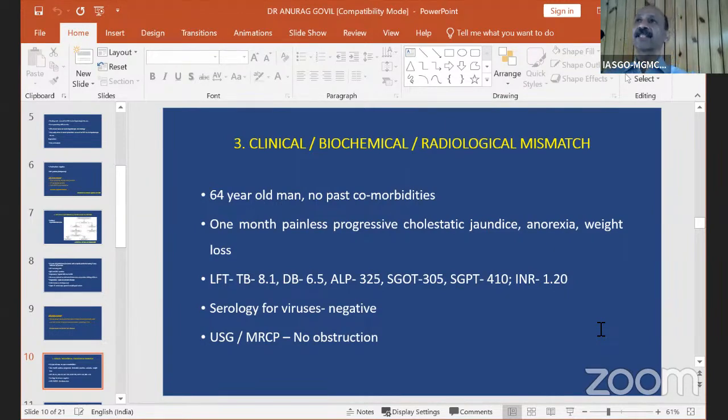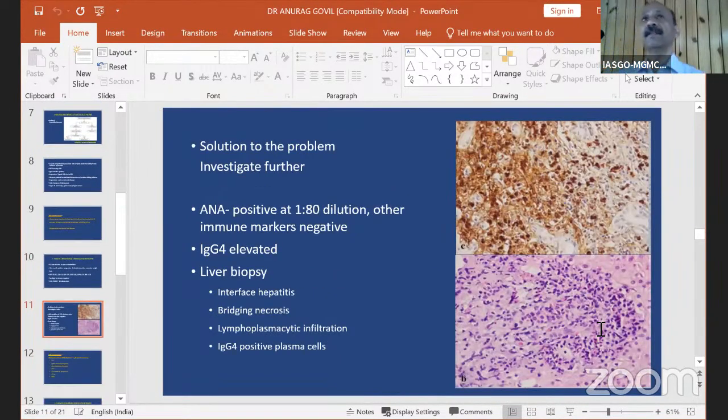Serology for viruses, as expected, are all negative. But the problem is the ultrasound and also the MRCP done is not suggesting obstructive jaundice. So what to do? The solution lies in investigating this patient further. So here is a mismatch. The radiology is not supporting our clinical and biochemical impression.